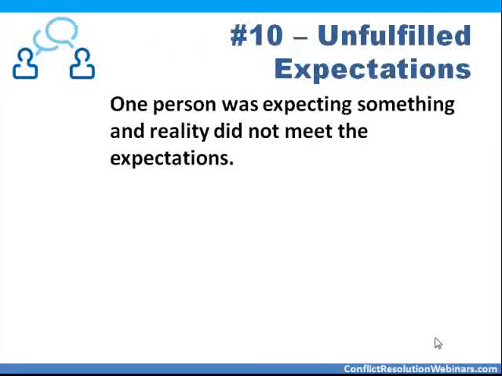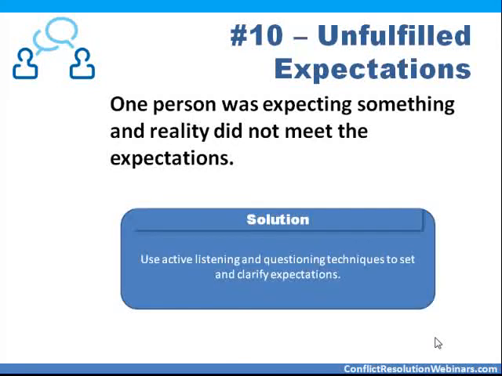And the last one, number 10, is unfulfilled expectations. Somebody was expecting something to happen and reality did not meet their expectations. Happens all the time with children. They thought that this was going to happen and it didn't, and so we've got a tantrum or we've got conflict, we've got problems coming up. Also happens with adults in an organizational setting. So the solution: use active listening and questioning techniques to set and clarify expectations so that everybody really understands what's going to happen. That way, when the reality comes along, it meets the expectations.